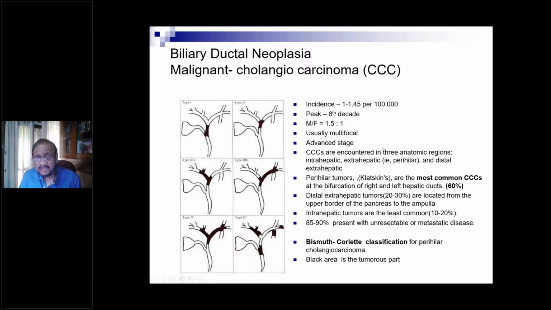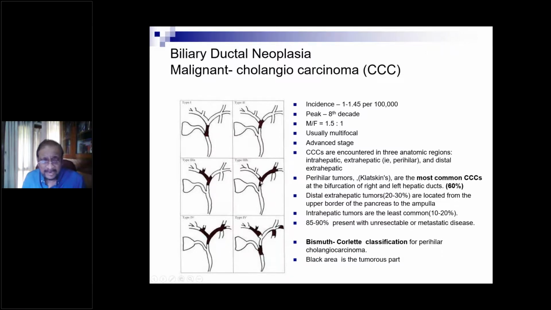That is very unfortunate for the patient and for the surgeon, that you usually diagnose a cholangiocarcinoma pretty late in the disease. The three anatomic regions I just told you: the intrahepatic, inside the liver; the extrahepatic perihilar, in the region of the hilum; and the distal extrahepatic, near the ampulla. Perihilar is famously known as the Klatskin's tumor. And these are the most common cholangiocarcinoma.